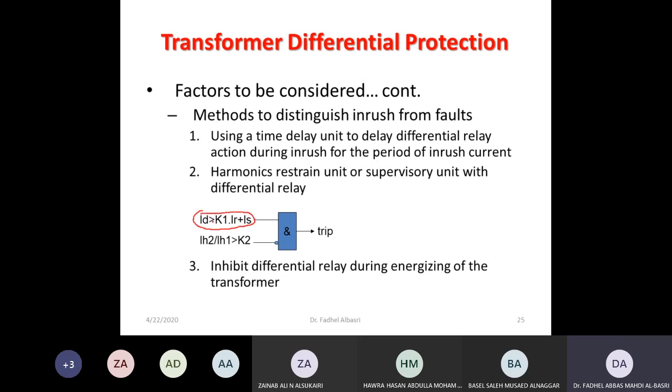As a result, we will develop the logic in addition to this equation that I showed: the differential current has to be greater than KIR, the slope, times IR plus IS. So I'm using ID and IR in this logic. This is the slope and this is IS.